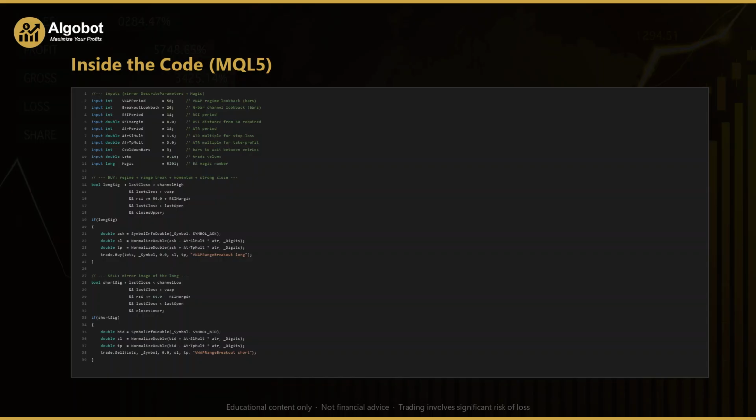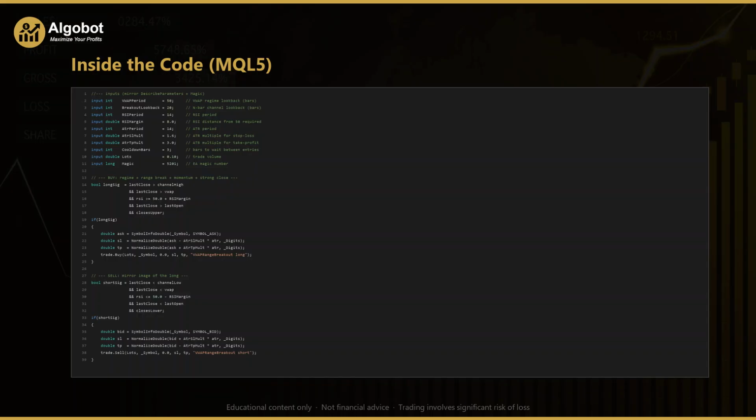When long sig is true, the code reads the ask price, sets the stop loss at the ask minus AtrSlMult times ATR, sets the take profit at the ask plus AtrTpMult times ATR, and calls trade.buy to place the order. The short block is the mirror image.